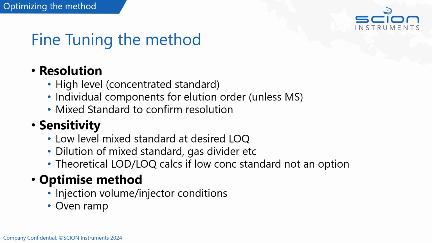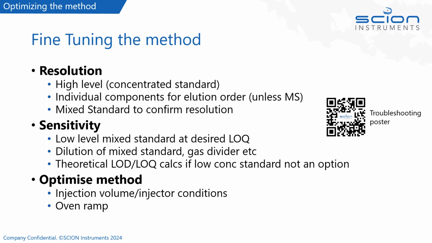The oven ramp as well. So this needs, as I said before, there's a balancing act here. So we're wanting it to be fast enough so that we have the throughput of our samples, but we're also wanting to make sure that we resolve all the peaks of interest.